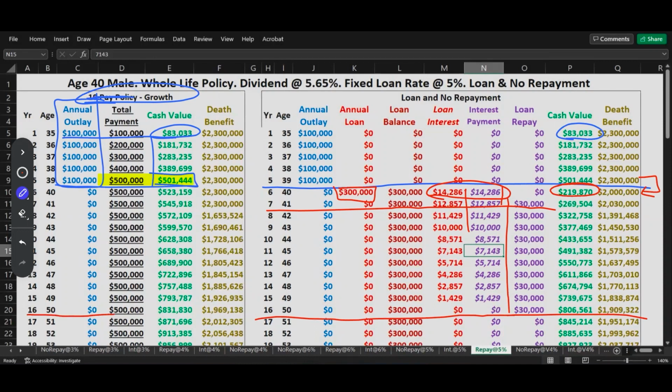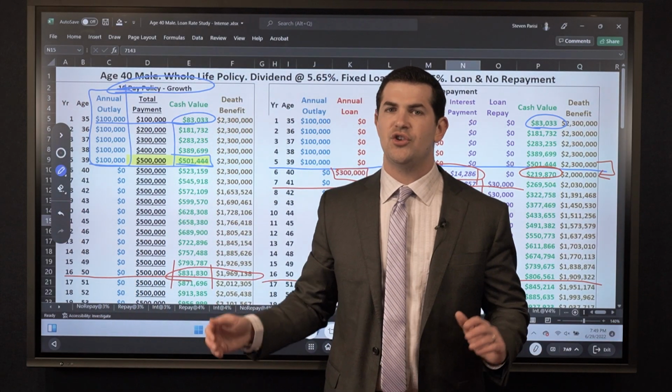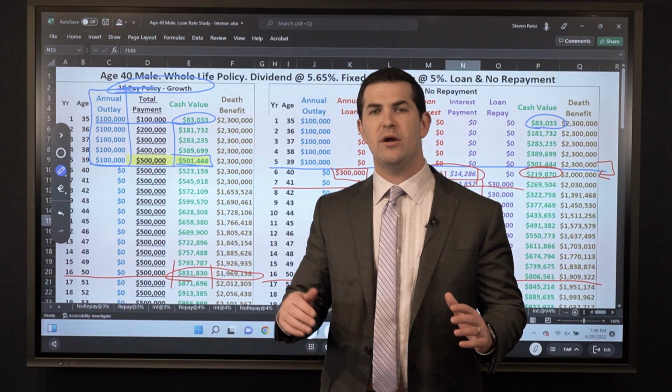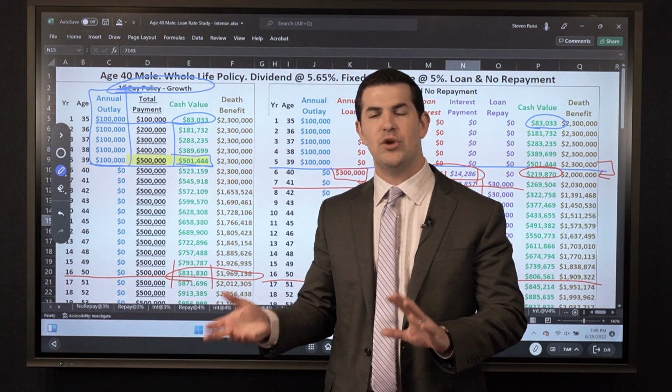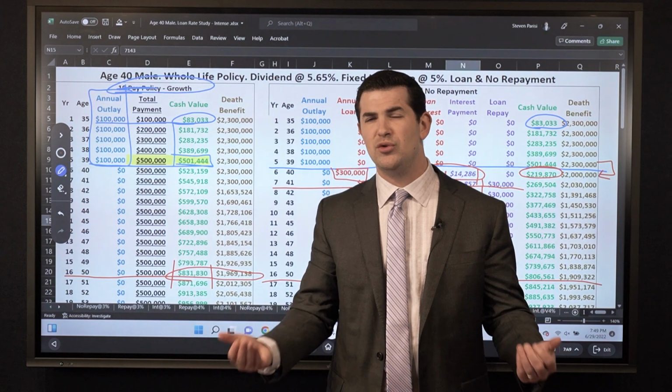What do you notice over here in the example where you did not touch it? It's $831. So the last example, where the company raised the dividend rate on borrowed funds, we saw more cash value in the example where we loaned and repaid. In this example, we see a little bit less. So it is important to be aware of the company's provisions and how they treat borrowed funds, how they apply dividends. It also depends on when you started your policy.